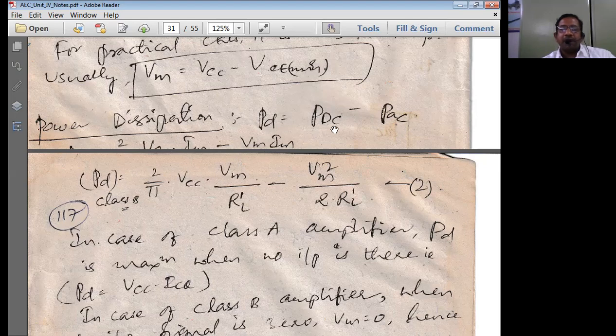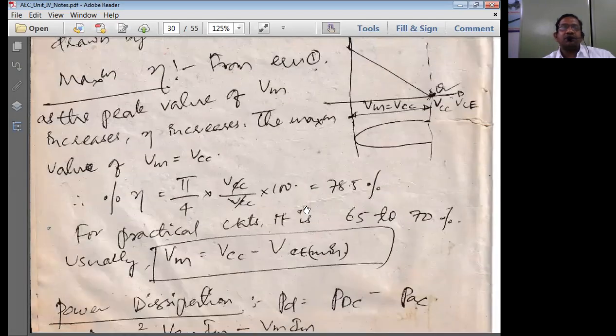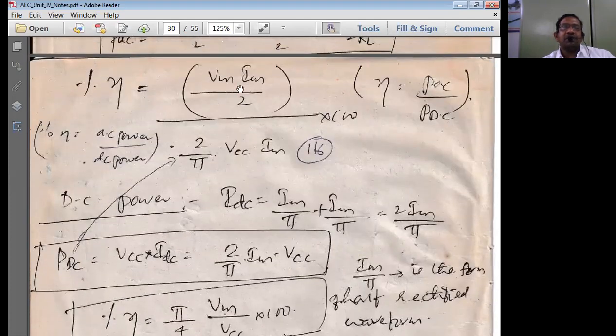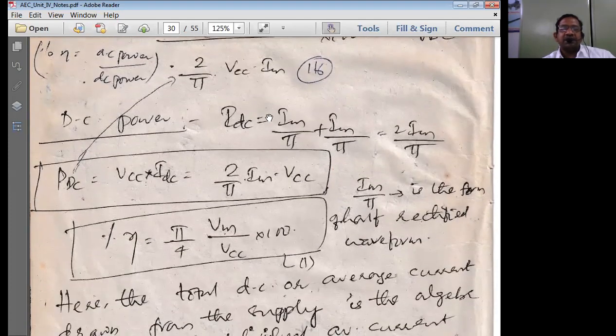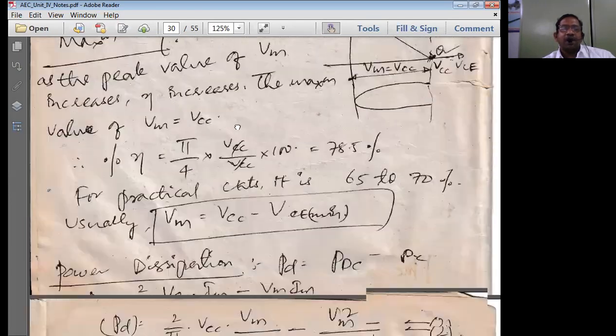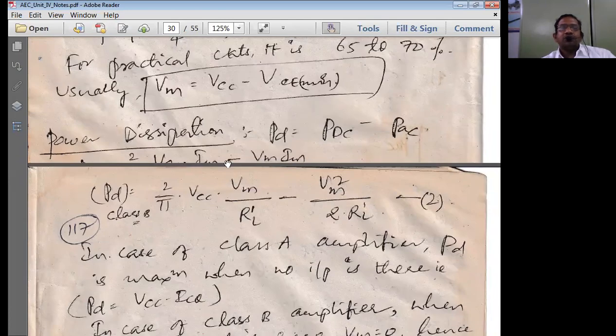Input power minus power delivered to the load. Input power is PDC, power delivered to the load is PAC. So we'll just simply expand that. PAC is equal to, just now we have got PAC as Vm Im by 2. And PDC, just now we have got PDC as 2 by pi Vm into VCC. That is your PDC. So that is the difference value of this.